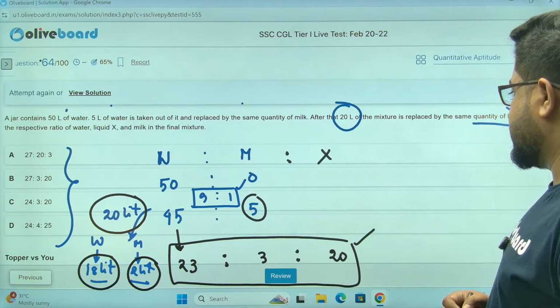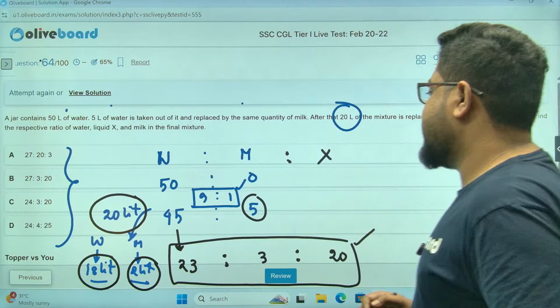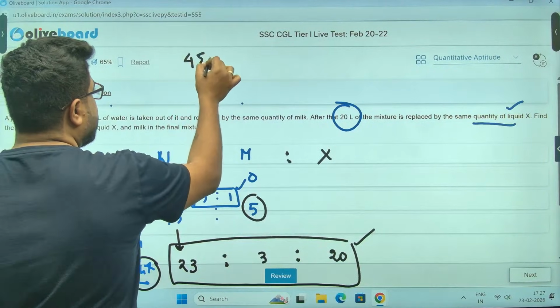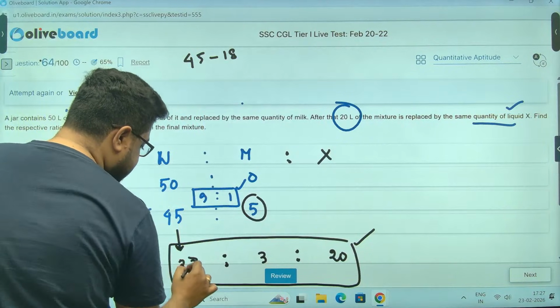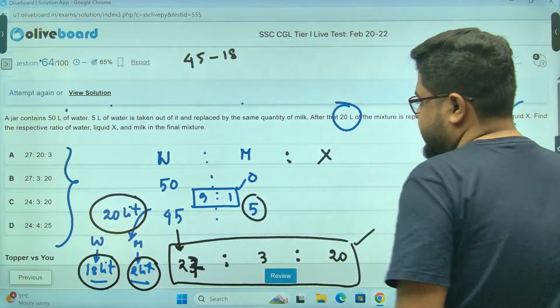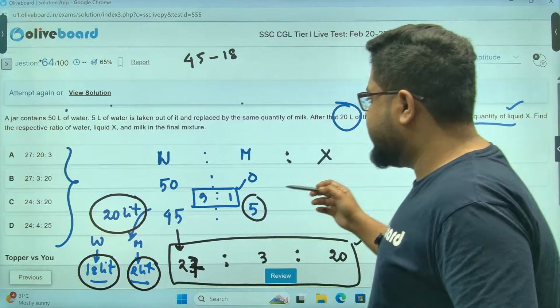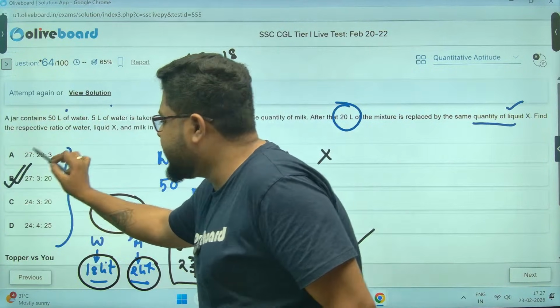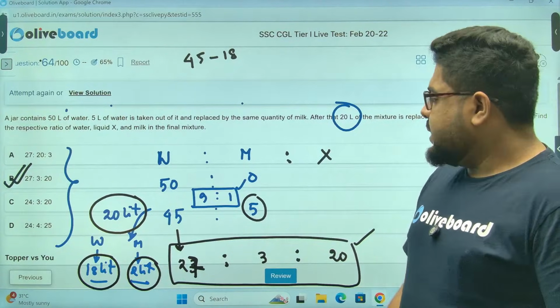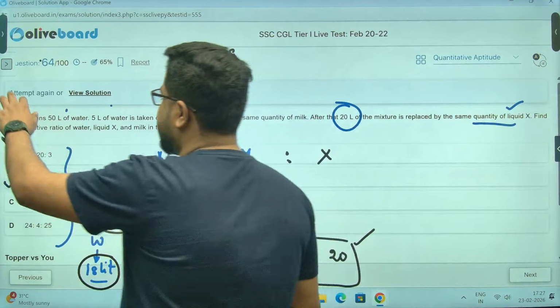Water. So 1 second. 45 minus 18 is 27, this will be 27, 3, 20. My mistake, very silly mistake. 27, 3, 20. Sir, option B is the answer. Right? So this is done.